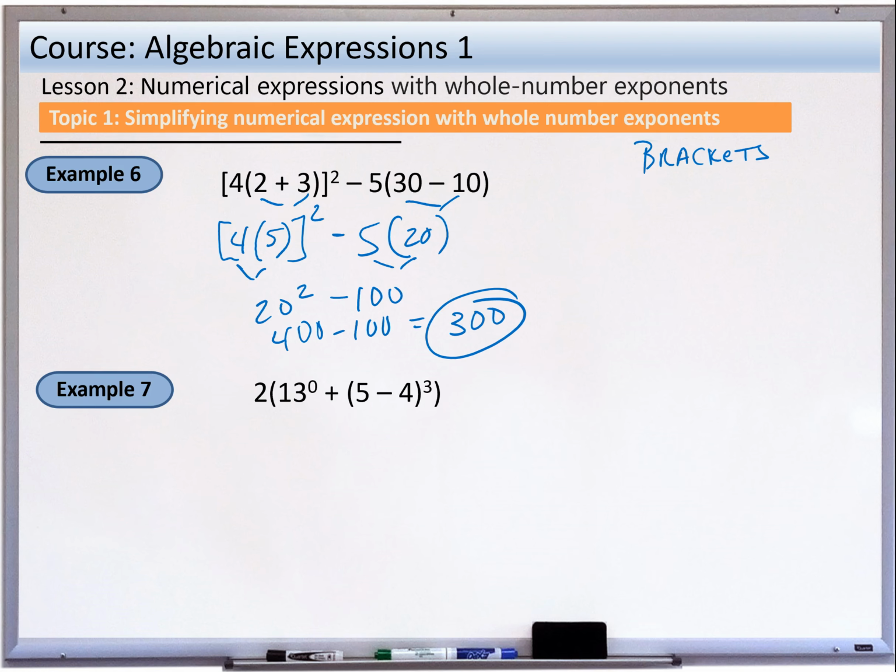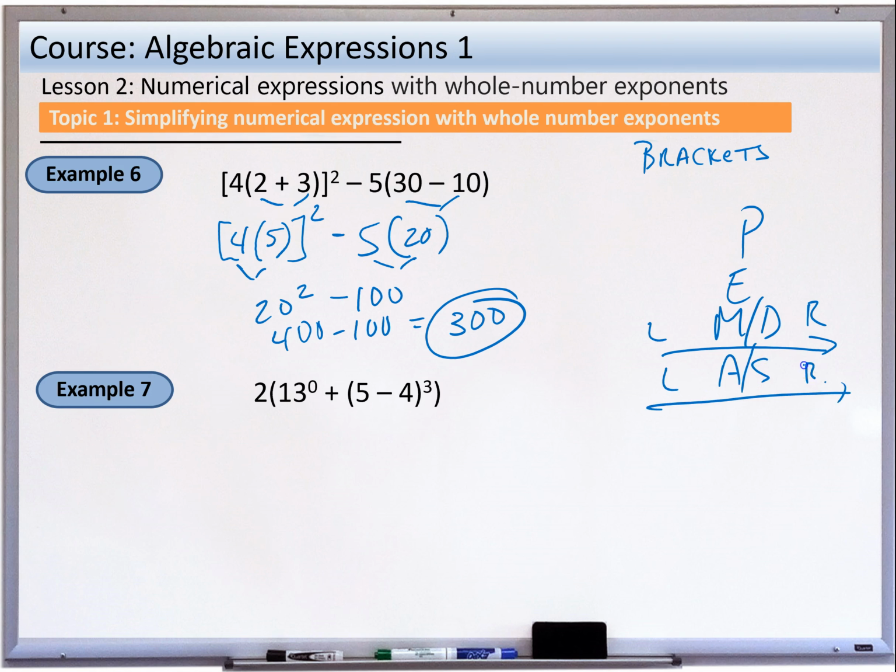Okay, next problem. Looks complicated, but let's just work with our order of operations. We do parentheses first, exponents, multiplication and division, whichever comes first from left to right, addition and subtraction, whichever comes first from left to right. So I start off with my parentheses here. I'm not going to do anything with this yet. 13 to the power of 0, plus 5 minus 4 is 1. I need to take that to the power of 3. I'm going to go ahead and close that parentheses.